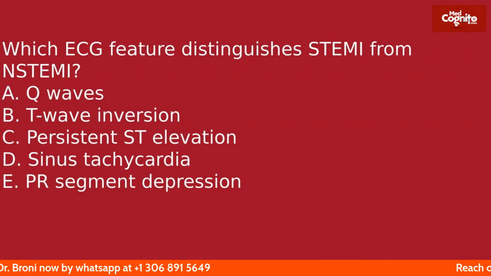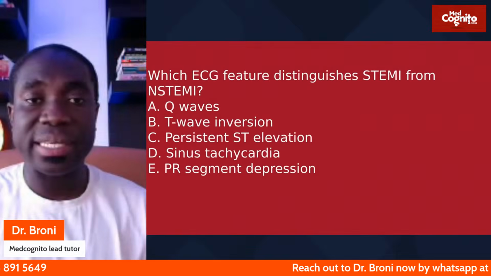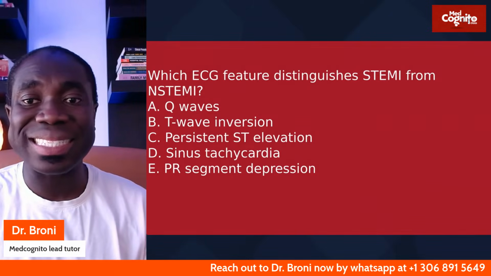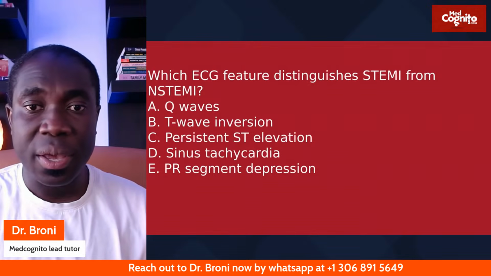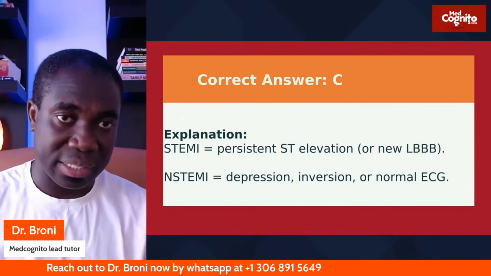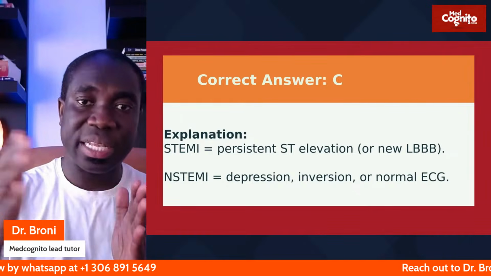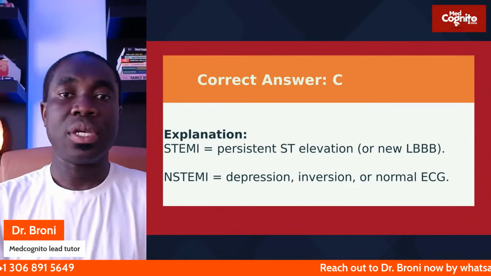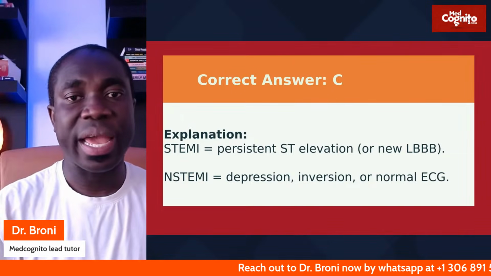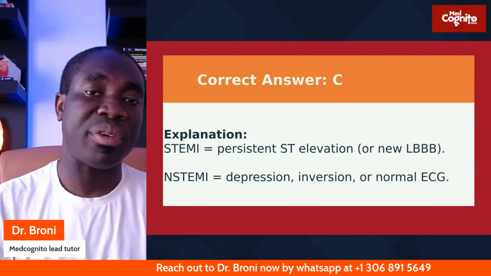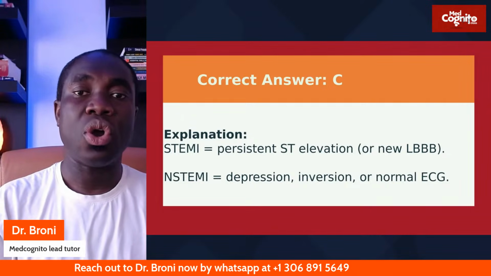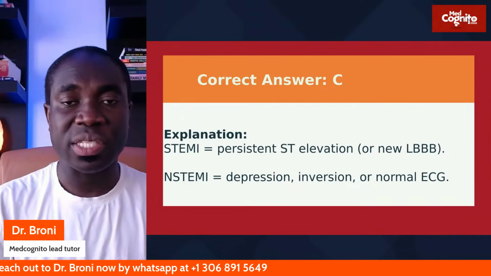Okay, so I see doctors going for persistent ST elevation. Persistent ST elevation, and that is the correct answer. In STEMI, there's persistent ST elevation or new left bundle branch block. And in NSTEMI, there's ST segment depression, T wave inversion, or a normal ECG.